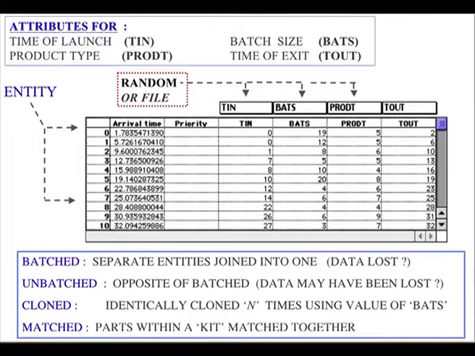So if the batch size is 19 and the product type is 5, when it's unbatched it will break into 19 different entities. If they're batched retaining attributes, each entity will have its original attributes. If it didn't retain attributes, then the attributes on the entities will be averages of what was in the batch. Cloned, identically cloned n times using the value of bats. Matched, bats within a kick matched together. And that's the use of attributes and entities.